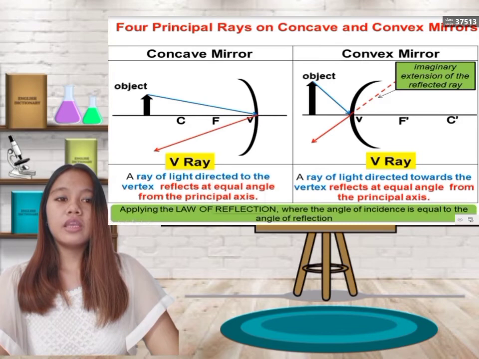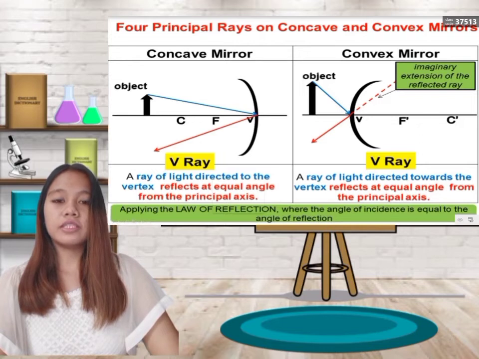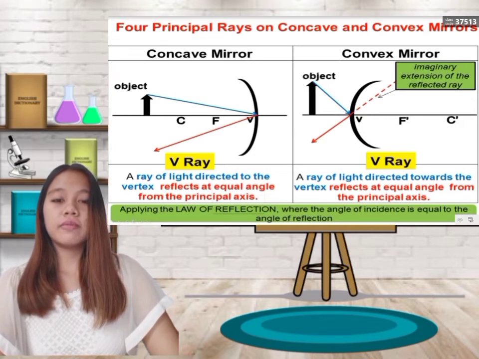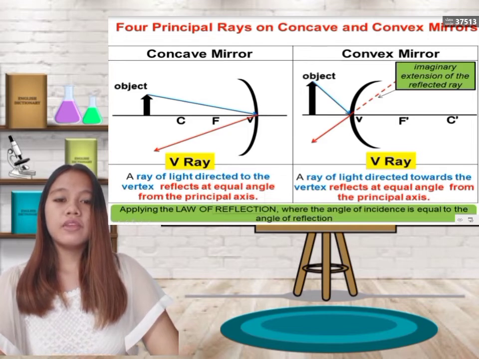On the V ray, in concave mirror, a ray of light directed to the vertex reflects at equal angle from the principal axis. On a V ray in convex mirror, a ray of light directed towards the vertex reflects at equal angle from the principal axis. As you can see, there is also an imaginary extension of the reflected ray. In the V ray, principal ray, the law of reflection is applied where the angle of incidence is equal to the angle of reflection.